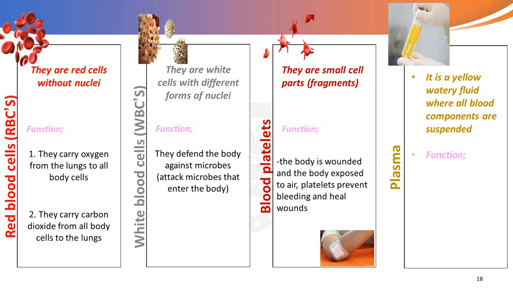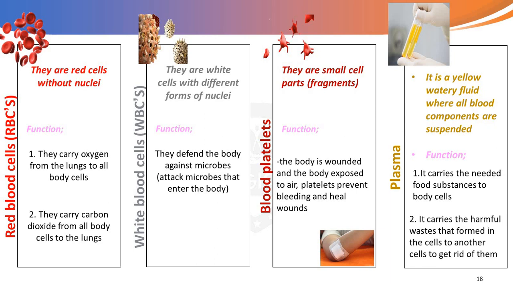Till now we said that red blood cells carry oxygen and carry carbon dioxide. But the other useful materials like vitamins and carbohydrates, how can they reach all the body parts, and how do the other wastes go to the special organs? So plasma carries the needed food substances to body cells and carries the harmful wastes that formed in the cells to other cells to get rid of them.